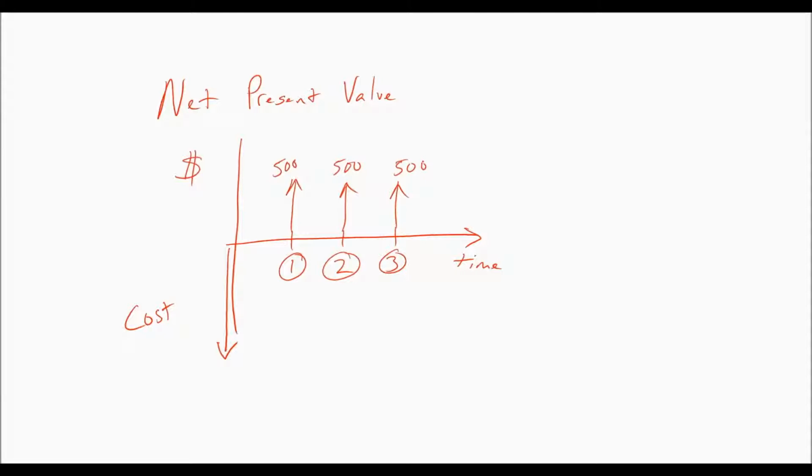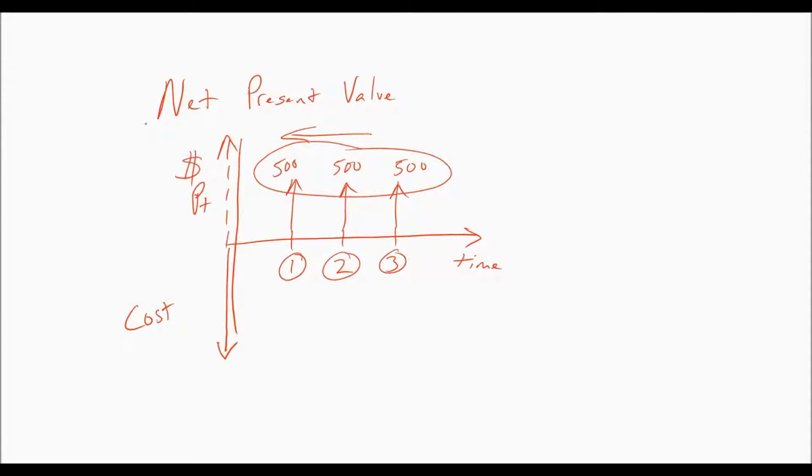So that's our cash flow diagram. That's what our project looks like. But we all know that money in the future is not worth as much as money today. So what we want to do is basically move these $500 back in time and estimate what their value would be today. Now this estimate, we would call the P positive. That would be the present value of the positive cash flows.